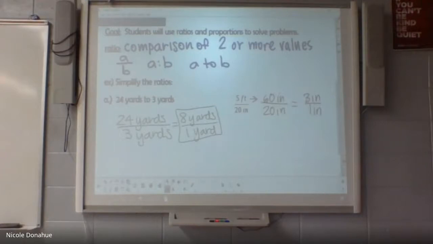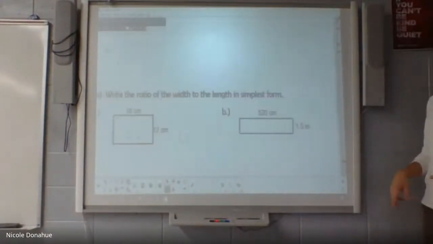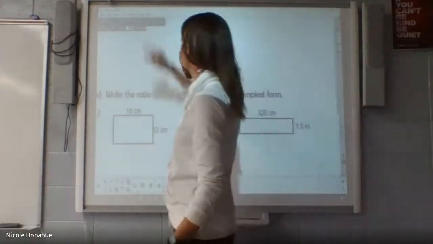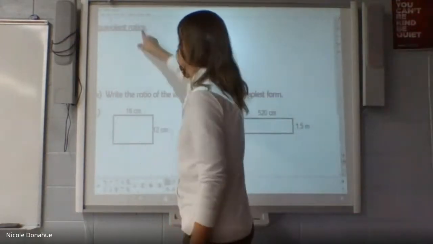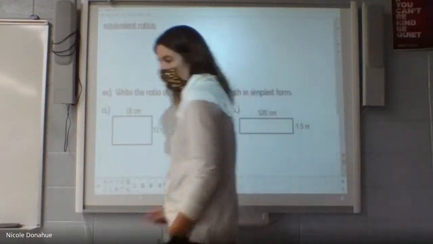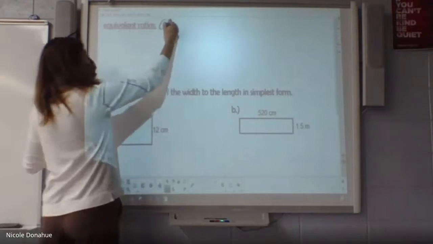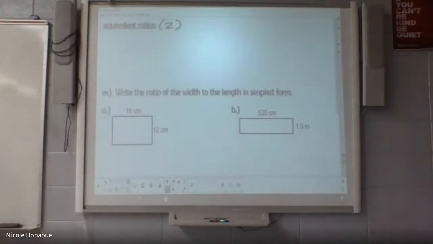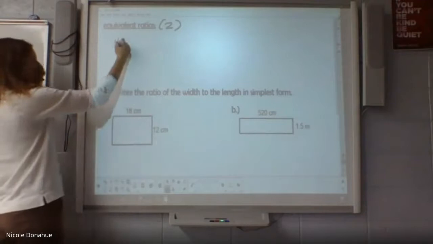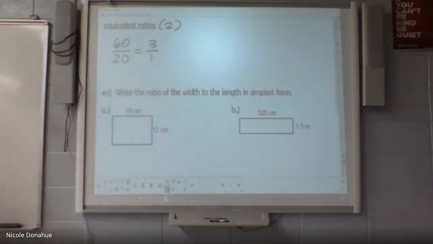So then they talk about equivalent ratios. Those are basically ratios. Equivalent means equal, so ratios that are equal. They'll use that term from time to time here. So equivalent ratios are similar to what we just showed up there. It's 2 ratios. We just showed one up at the top. So 60 over 20 is the same thing as 3 over 1. Those are considered equivalent ratios.